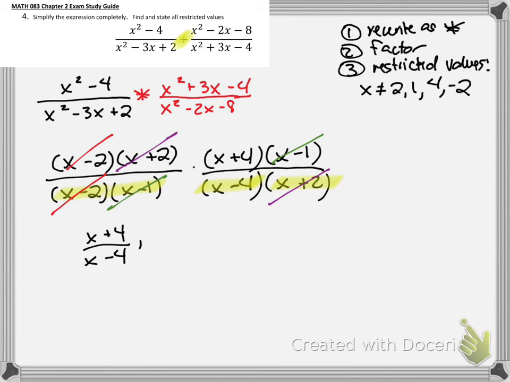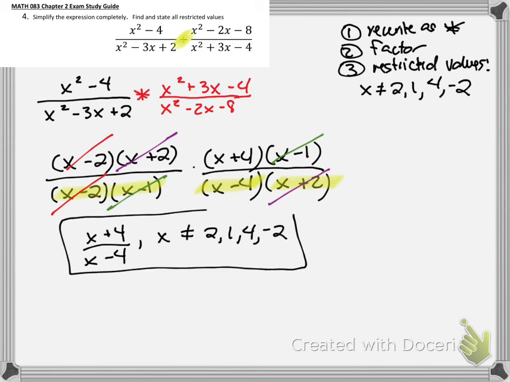But remember, this expression is only algebraically equivalent to our original problem if we also include the fact that x cannot be equal to any of these 4 values. And again, that's very important. If you leave that out, your answer is incorrect. All right, let's do the next problem.